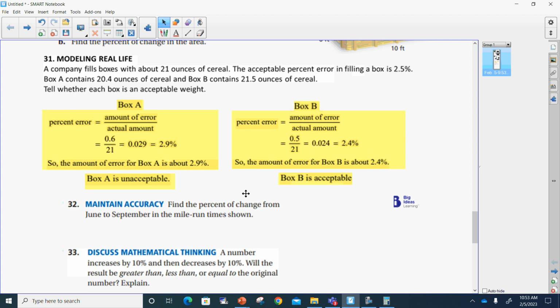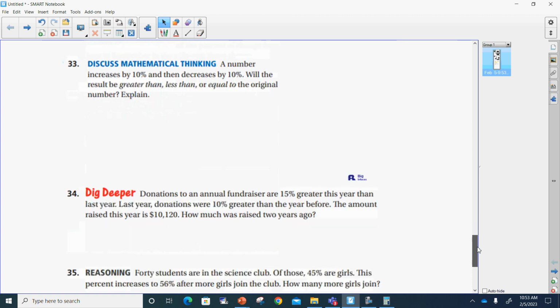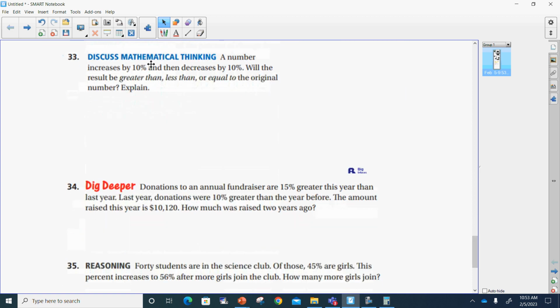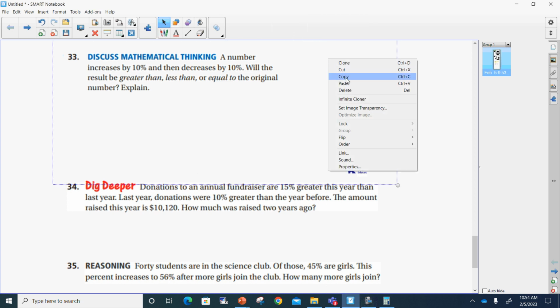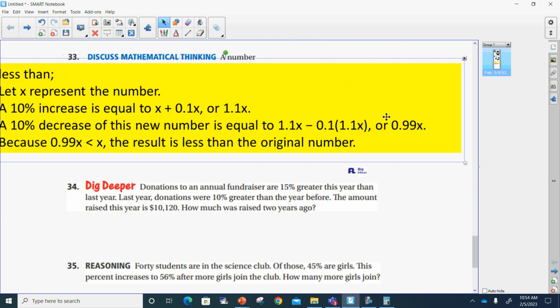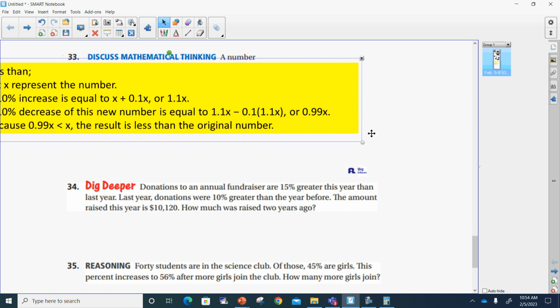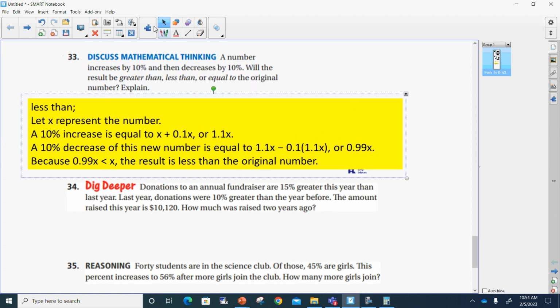All right, let's go to number 33. It says a number increases by 10%, then decreases by 10%. Will the result be greater than, less than, or equal to the original amount? I can tell you that it's not going to be the same. So let's pop in the answer so I can explain it to you. And I know this video is getting long. That's why I'm trying to do it a little quicker so you don't have to watch me write.